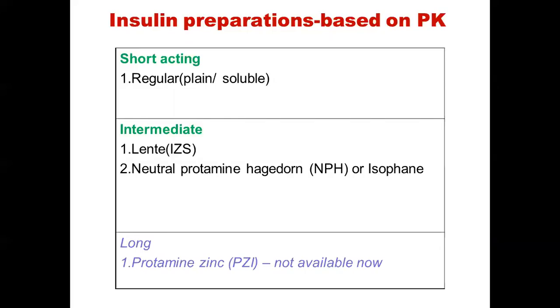That is why we are going to only discuss the short acting, that is regular insulin, and intermediate acting insulin, that is lente insulin, and the neutral protamine Hagedorn or the NPH or the isophane insulin. So based on the source, you have the conventional insulin, purified insulin, and human insulin, and based on the pharmacokinetics, you have short acting, regular insulin, and intermediate insulins. So it is more important to classify insulins based on their duration on the PK, as you will be seeing in the coming slides.